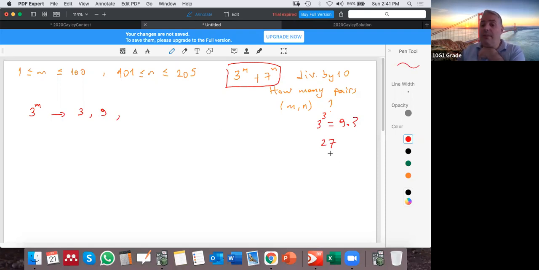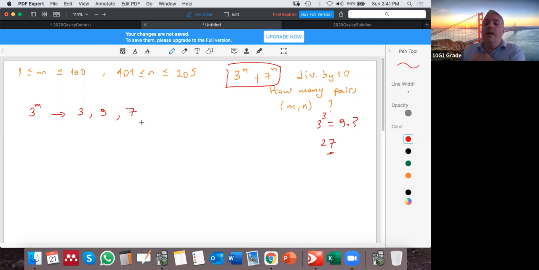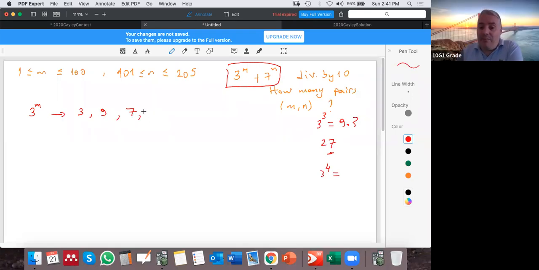What is important for me? The last digit is important for divisibility. So I am just copying here just the number 7. And 3 to the power of 4, be careful now. What is 3 to the power of 4? It is 7 times 3. You can say 27 times 3 is 81, but I am not dealing with this number. The last digit is important for me. So I am just saying practically in my mind, 7 times 3 is 21, so the last digit is 1.